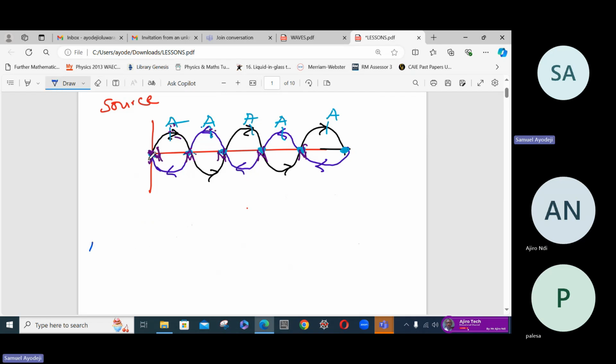Now if you look at it from N to A, in terms of lambda, what is it going to be? That's lambda over 4, a quarter. Are we together? Yes, sir. Okay, fine.